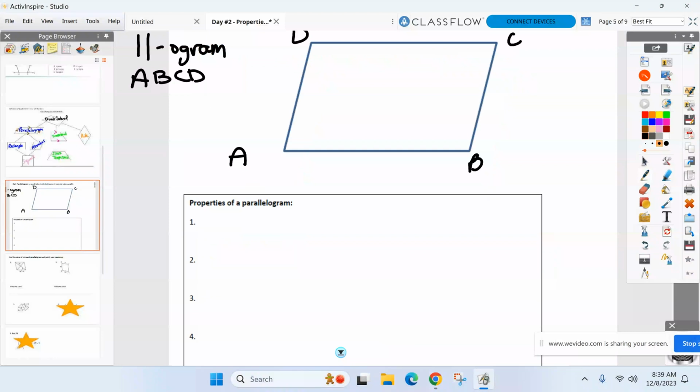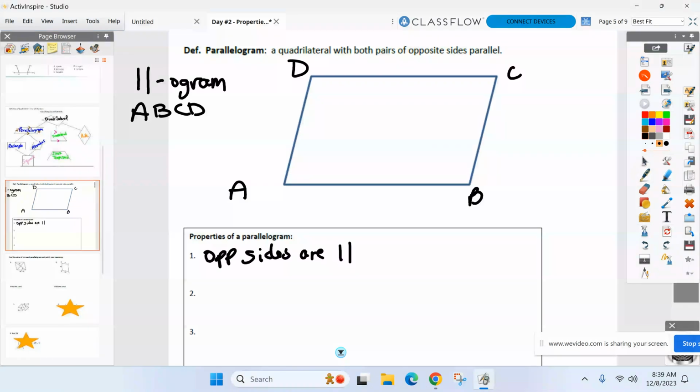We already know one of the properties. That's why they're all grouped together. What did we say? Why are they all grouped together? Opposite sides are parallel. So let's mark that on your diagram up above, your parallelogram above. Let's put those arrows on.